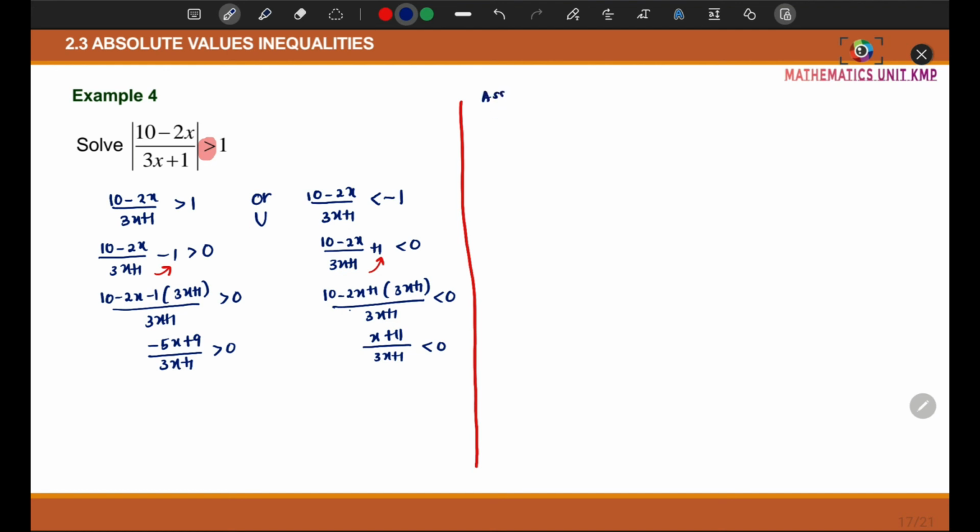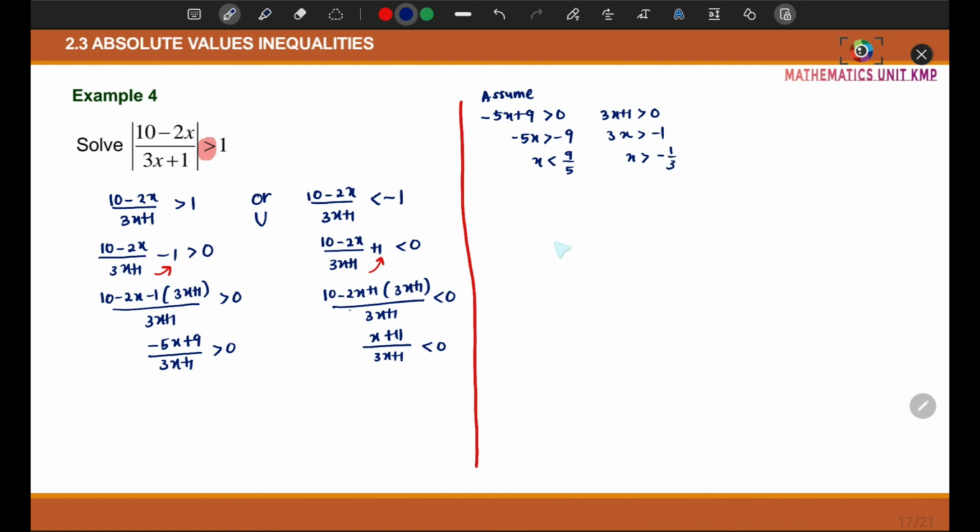So assume the first part, negative 5x plus 9 greater than 0 and 3x plus 1 greater than 0. So solve. We have negative 5x greater than negative 9, so x less than 9 over 5, because we divide by a negative number, so we change the sign. Next, 3x greater than negative 1, so x greater than negative 1 over 3.